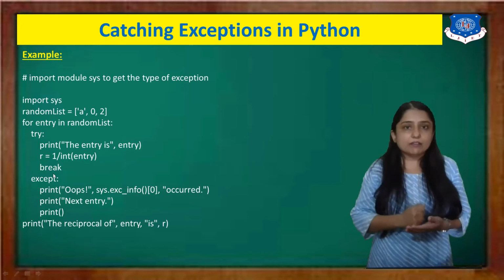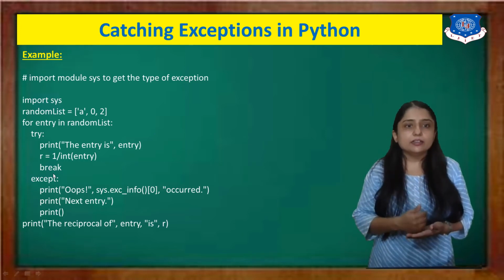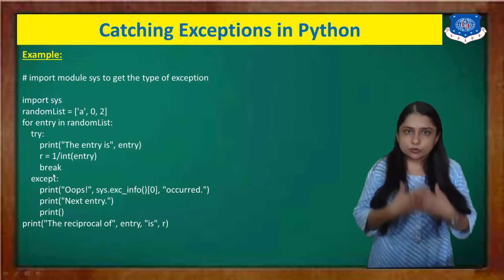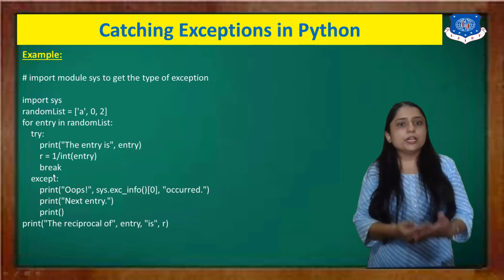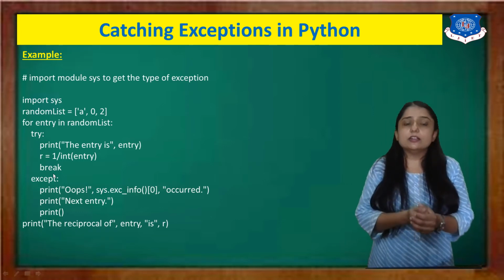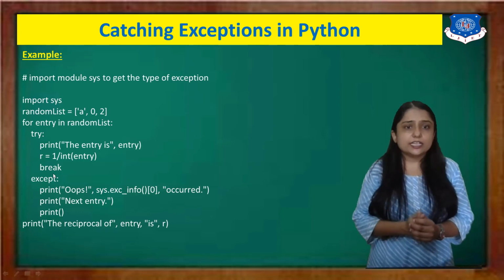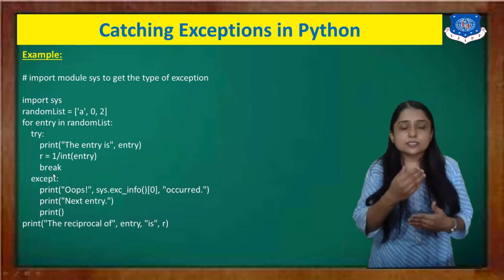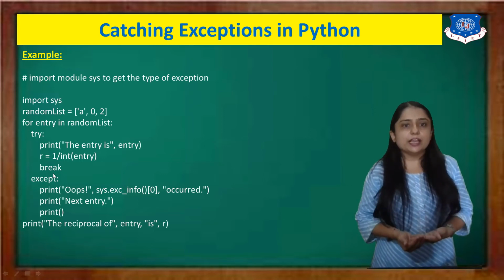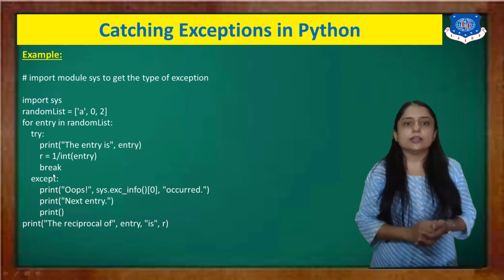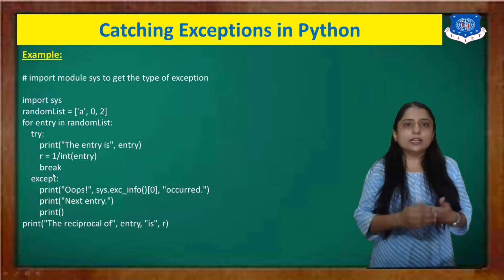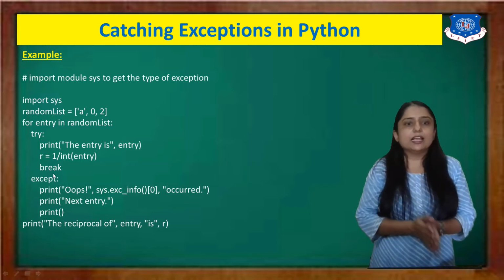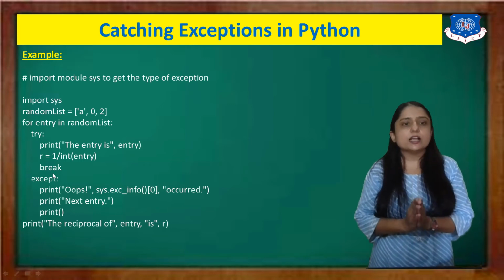Now yes, here I have one exception. So how can I handle it? Then I have to write except, that is print, 'Yes, this is an error.' I'm just going to accept this, and that is a print. Then here, this is sys.exc_info()[0], that is inside the system module. So which kind of error it is will be displayed over there. Then it will say 'next entry', then print the reciprocal of this is r.